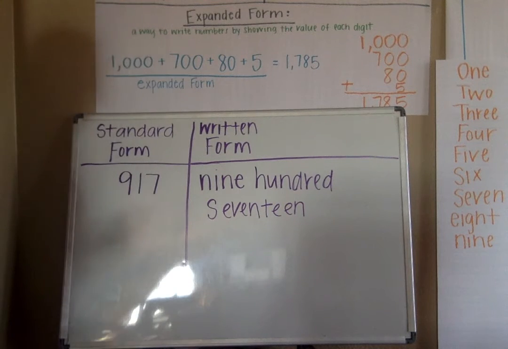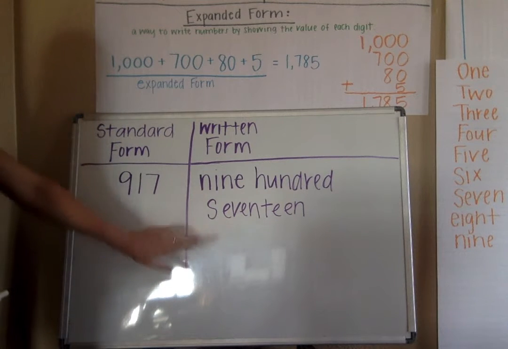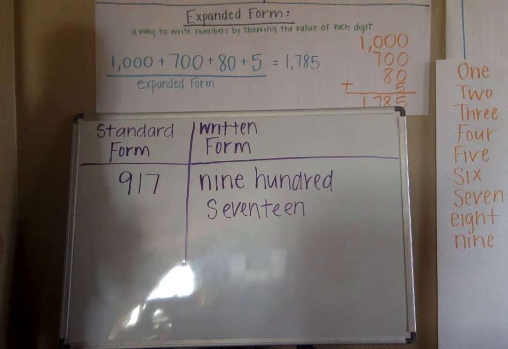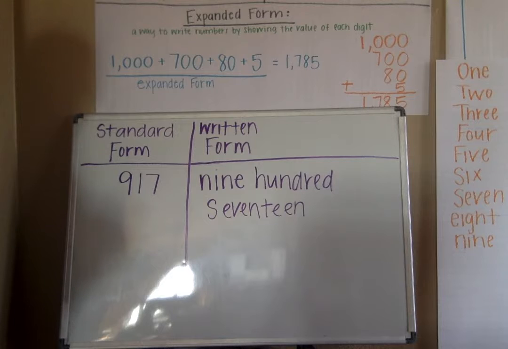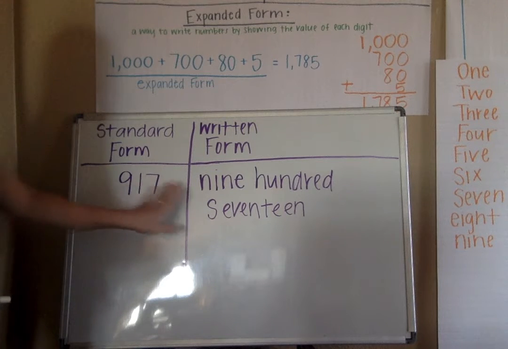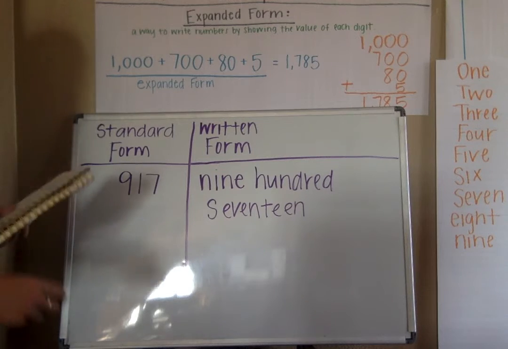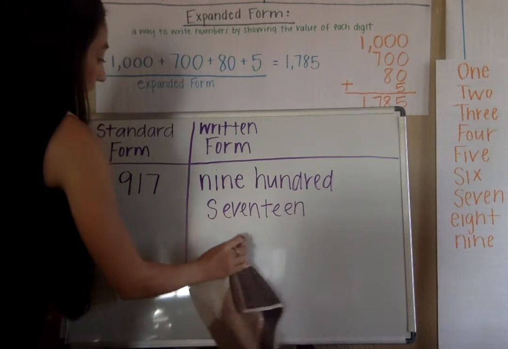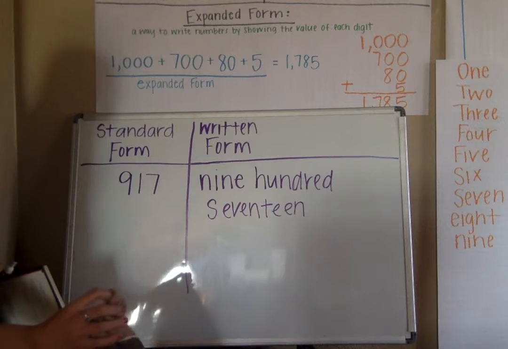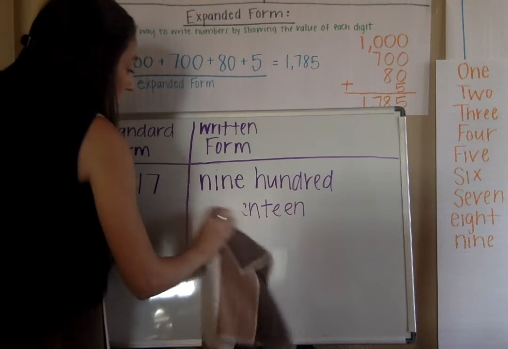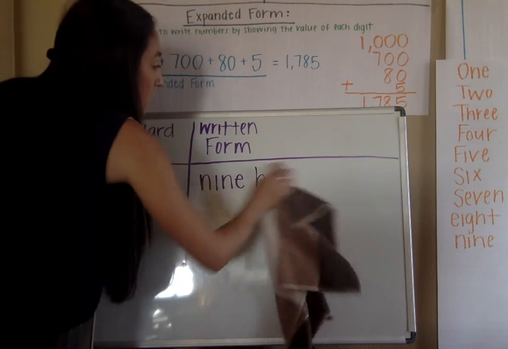And then that's exactly how you would write it in written form. Again, I have to spell out all my numbers. I can't just write a 9 instead. So this is how we move from standard form to written form. Now I am going to write a different one on here. Pause me if you still need this, and then you can read or push play when you're ready.